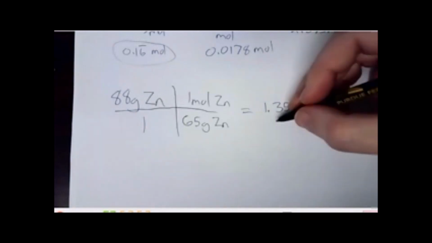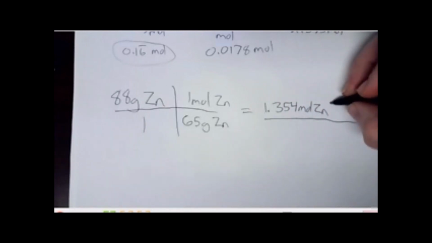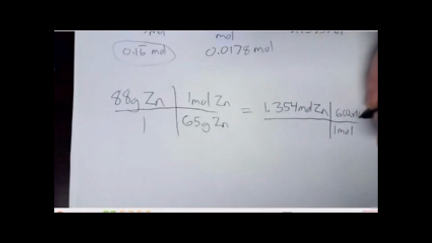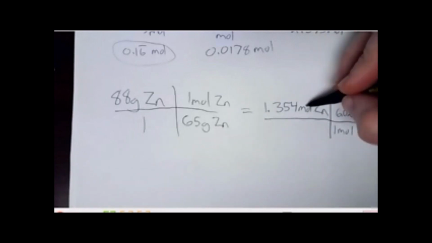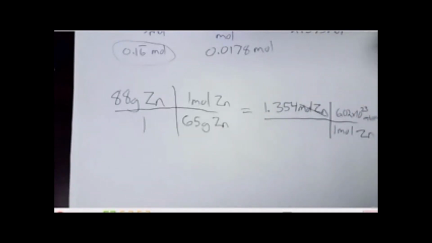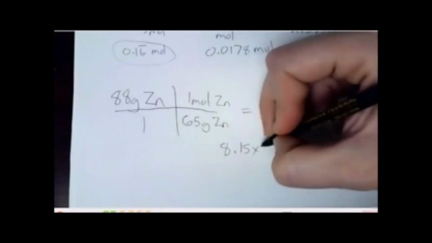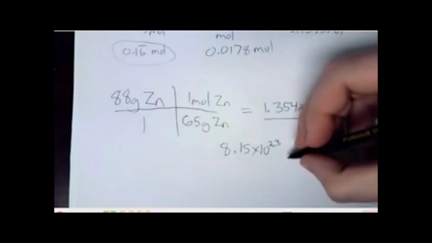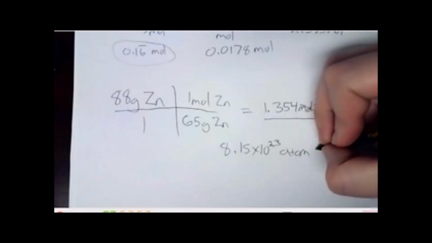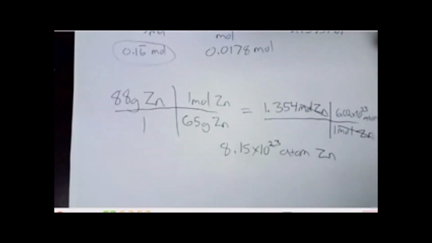Now here's where we bring in Avogadro's number. Avogadro's number says 1 mole contains 6.02 times 10 to the 23rd atoms. How many atoms of zinc? I set that up. 1 mole of zinc, atoms of zinc, moles and moles cancel. Multiply that by 6.02, you would have 8.15 times 10 to the 23rd atoms of zinc. A whole heck of a lot.